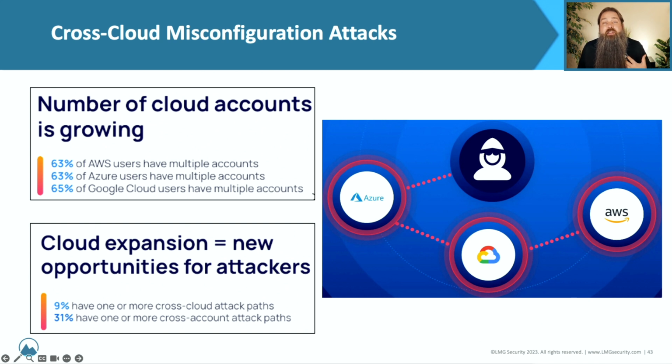And I'm no exception to that. I have several that I have to use for either different projects or different levels of access. This means that I am also that much more of a target because I have to secure that many more accounts. 91% have a cross-cloud attack path, meaning that I can get from one cloud service into another.